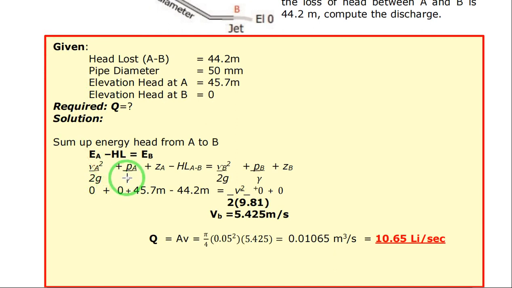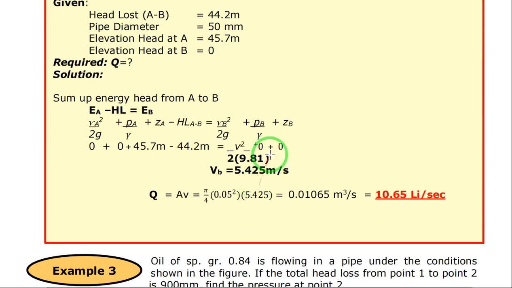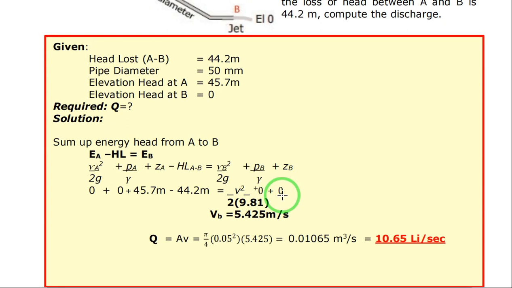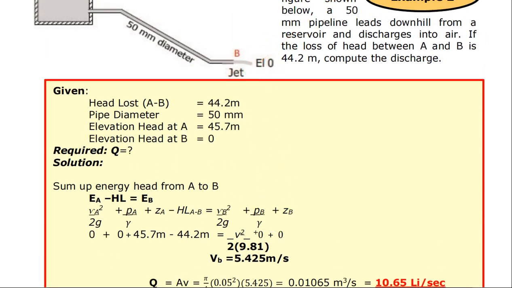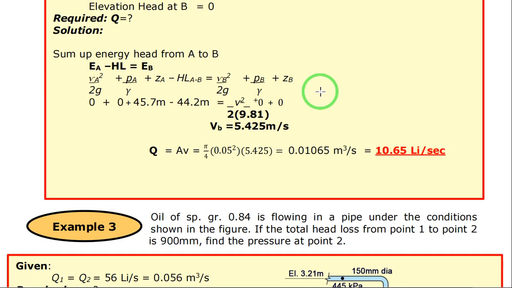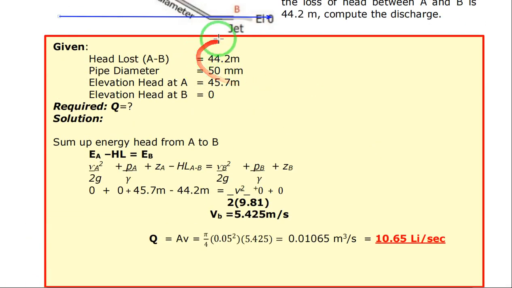So PA is equal to 0 and also the pressure at point B is equal to 0 and the elevation at point B is also equal to 0, taking point B as your datum line or datum point. So your elevation head at point B is equal to 0 and the pressure head is also equal to 0, since we will assume that the pressure at point B, since this is already exposed to the atmosphere, will be assumed as 0, neglecting the atmospheric pressure.